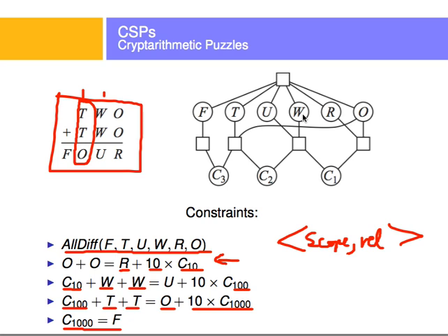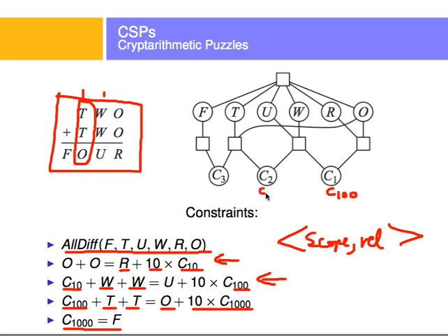For example, F and T are involved there. U and W are involved in this constraint. And they also involve C of 100 and C of 10. They also involve the second carry and the first carry. The first carry is C of 10. The second carry is C of 100. So this basically is a graph that tells you which variables are involved. This is C of 100.